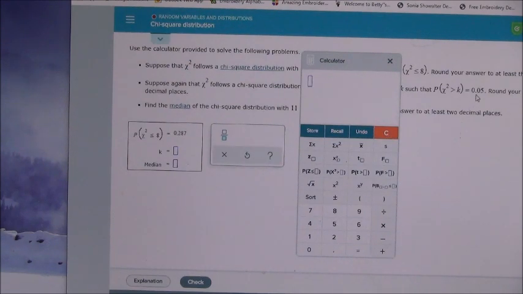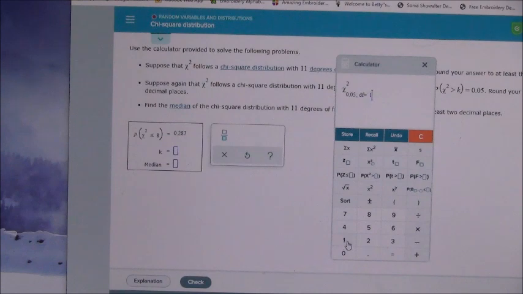If I know my area, here it tells me my area is 5%. If I am going greater than, I'm going to use the positive. If I'm doing less than, I'm going to use the negative, just like I did with the t distribution. Since I'm going greater than, I'm going to use the positive. I'm going to have an area of 0.05 or 5%. My degree of freedom is 11 again. And so if I hit equal there, my corresponding chi-squared value is 19.675.